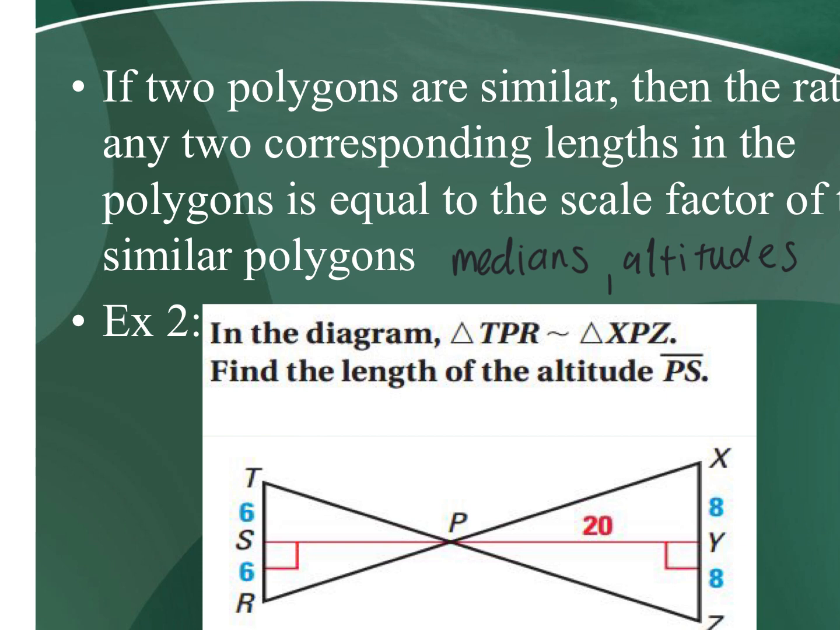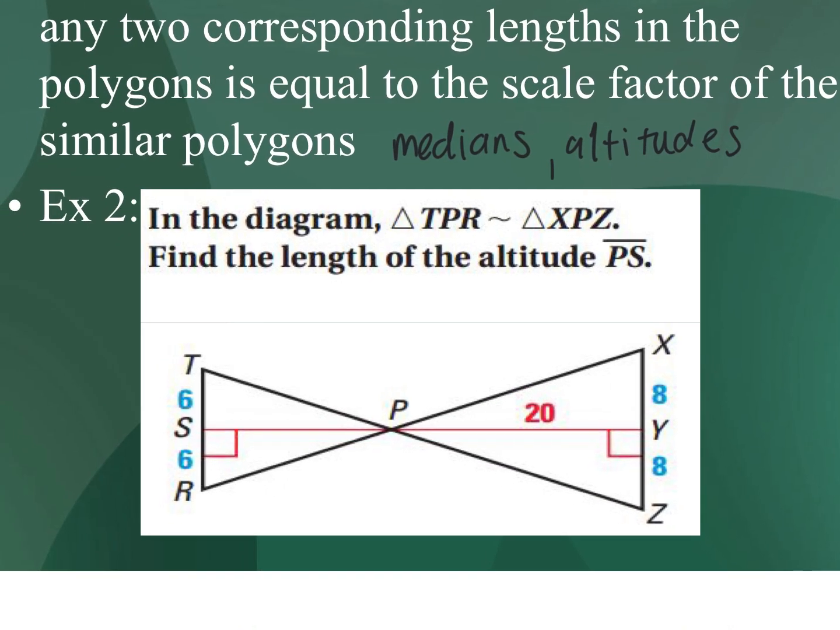And all this slide is saying is that your scale factor not only applies to all of the sides of the triangle, but it also applies to any length inside that triangle. So if the sides are proportional by doubling it, your altitudes are proportional by doubling it as well. Whatever that scale factor is, it applies to altitudes and medians. So check it out. In the diagram, it says TPR is similar to XPZ. Find the length of the altitude PS.